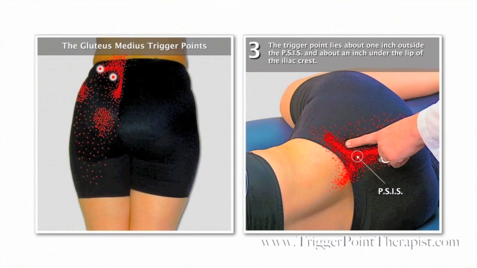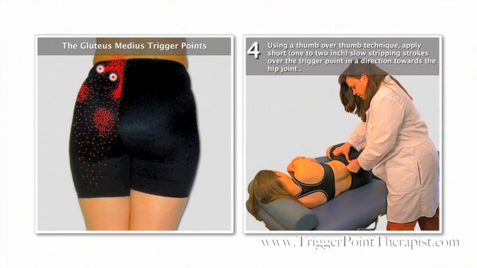The medial gluteus medius trigger point lies about 1 inch outside the PSIS and 1 inch under the lip of the iliac crest. This trigger point refers pain across the belt line, to the sacroiliac joint, and into the lower lumbar spine region. To release this trigger point, you're going to use a thumb over thumb technique and apply short, slow stripping strokes about 1 to 2 inches over the trigger point in a direction towards the client's hip joint.